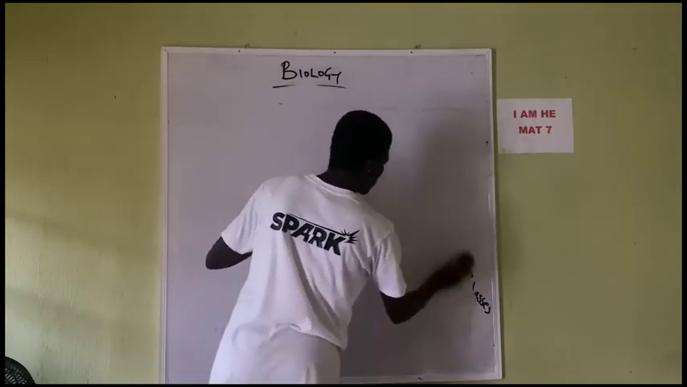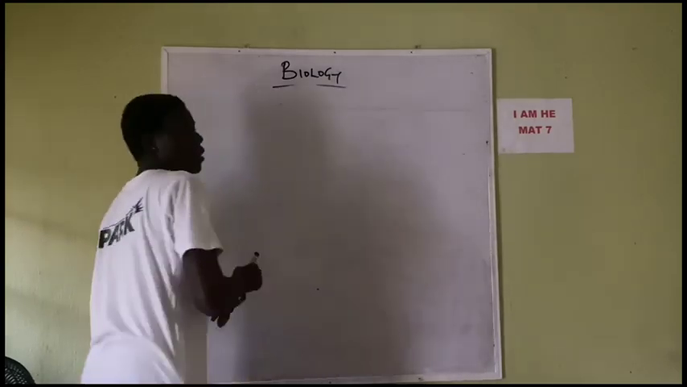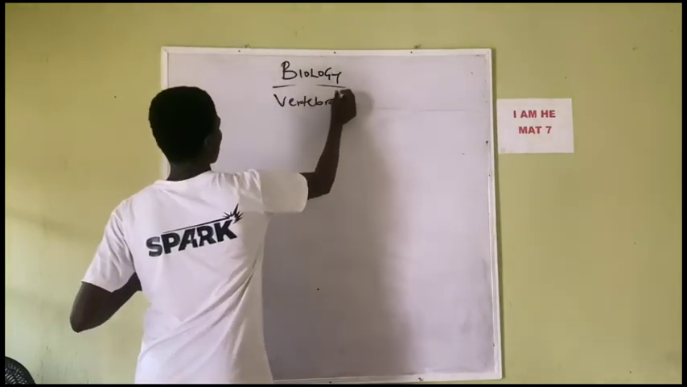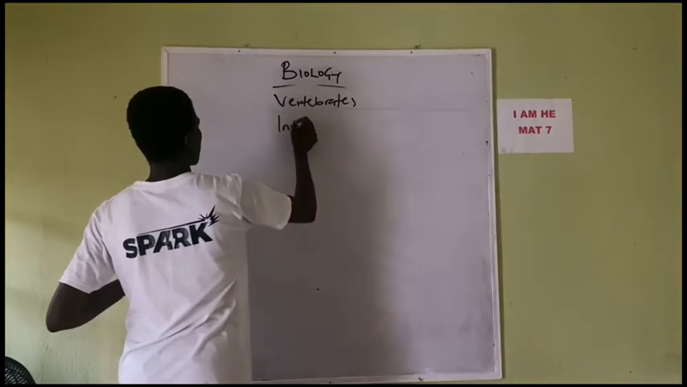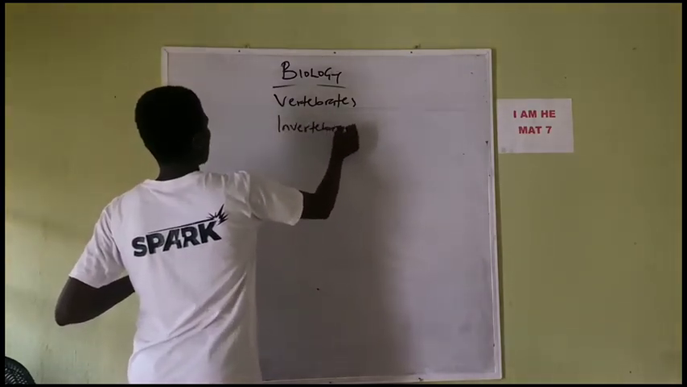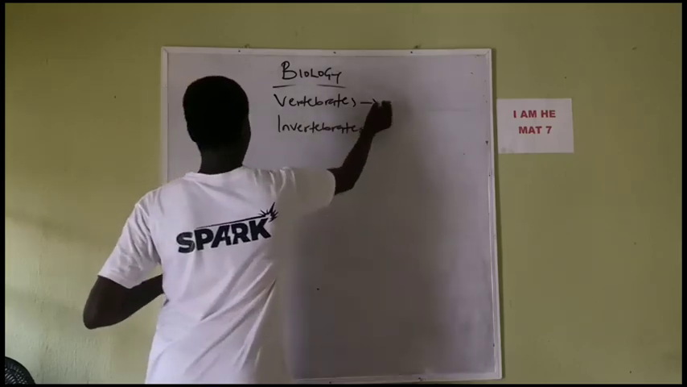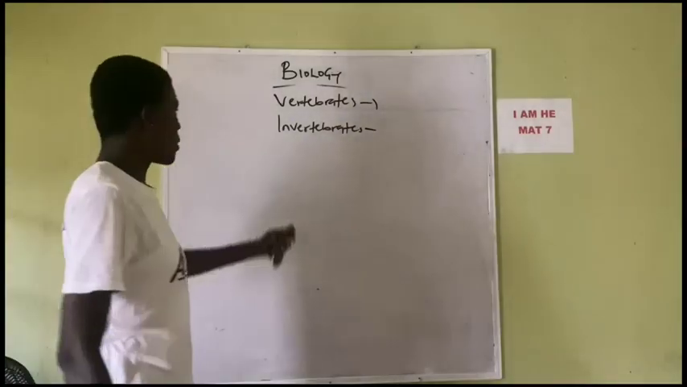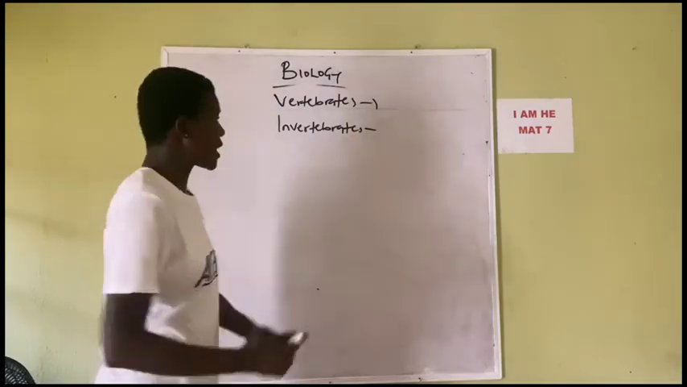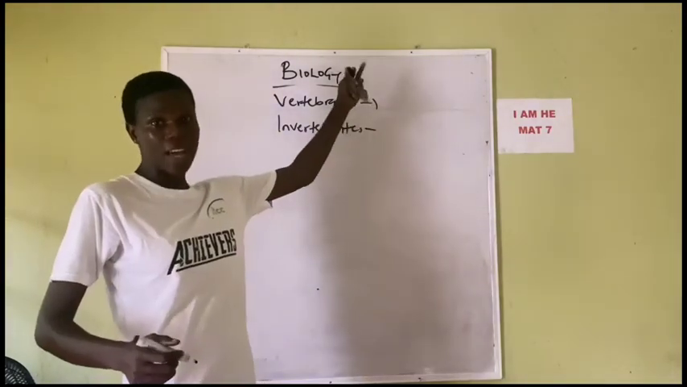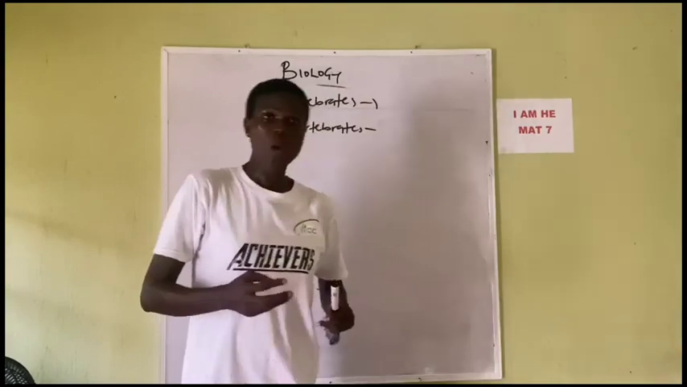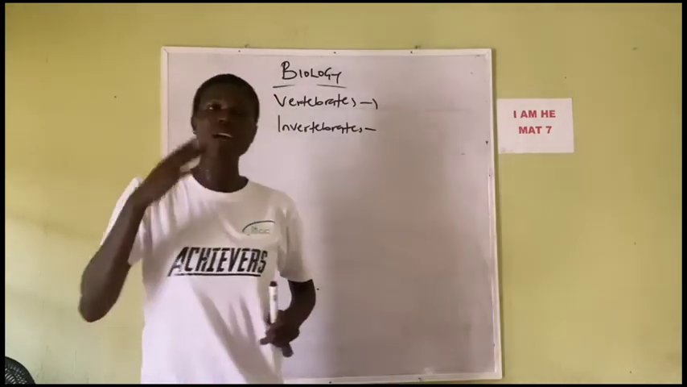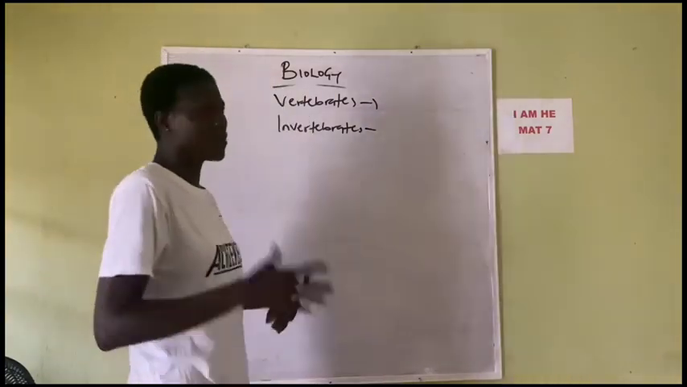So we have vertebrates and invertebrates. The vertebrates, they have the vertebral column, whereas the invertebrates do not have the vertebral column. Like I said, we have five classes of vertebrates. I've named them: the pisces, the amphibians, the reptilia, the mammalia, and the aves. So for the invertebrates, we have about nine or so.